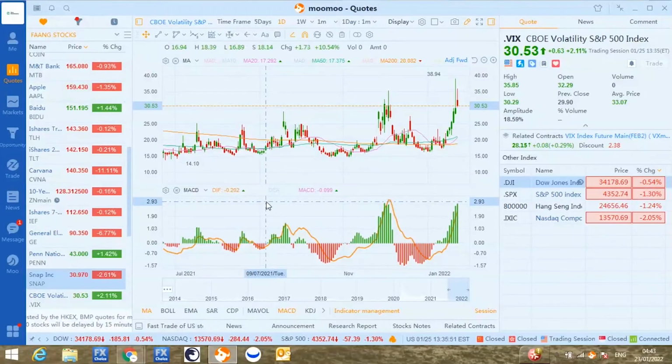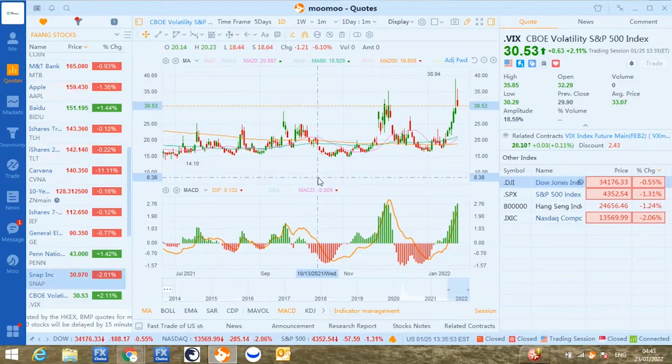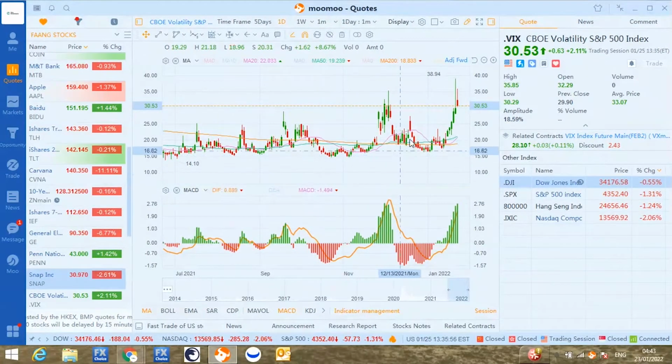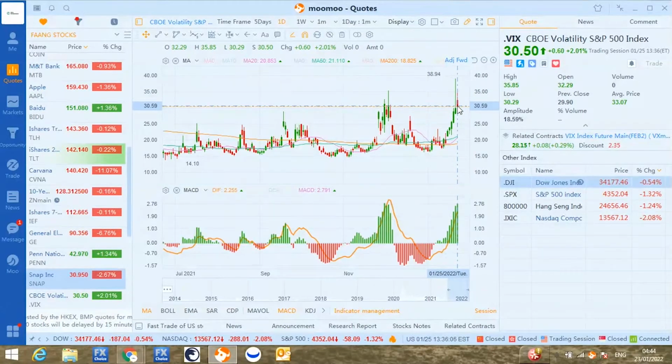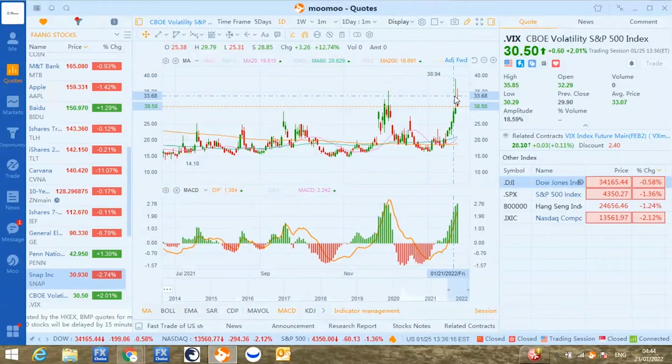Let's have a look at the chart to see where the VIX is today, 25th January 2022. We are looking at the daily chart for the VIX. The VIX was up as high as 35.85 today. Right now, the VIX is at 30.50. Now look at the VIX yesterday. It went as high as 38, 39. That same day, the Dow Jones dropped about 1,200 points, which is about 3%. Nasdaq dropped about 3%, while the S&P 500 dropped about 2%.